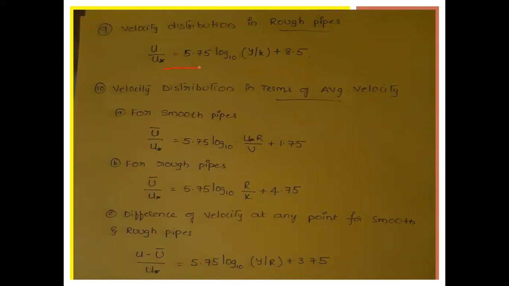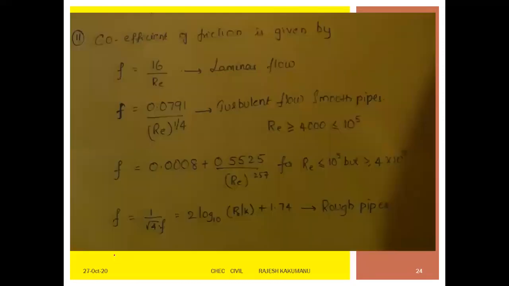Next, for this one, u by u star is equal to 5.75 log 10. Velocity distribution in terms of average velocity for smooth pipes, for smooth pipes this is the formula. For the rough pipes, this is the formula. The difference in the velocity is equal to that one.